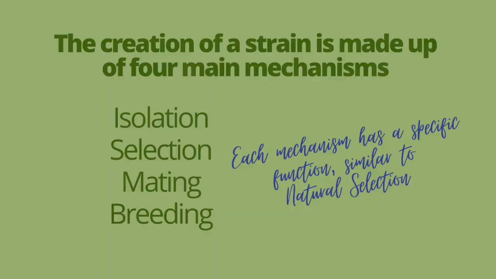Yeah. I agree. The process of selection, or the process of selective breeding, or the creation of a strain, is made up of four main mechanisms. And we break them down into isolation, selection, mating, and we can even broaden that by mating systems such as single mating, group mating, stud mating, even flock mating. And then the fourth one being breeding. And I would like to even broaden that into breeding programs such as the Founders Program.